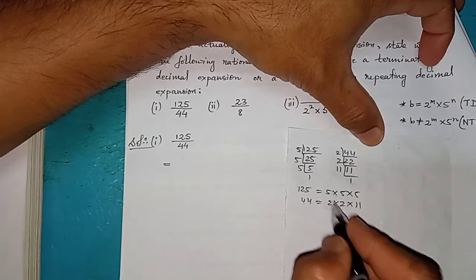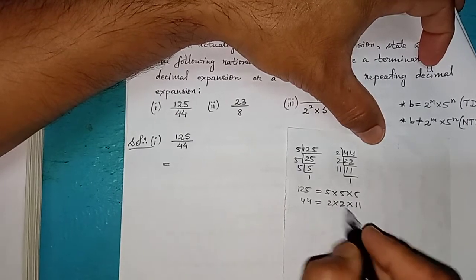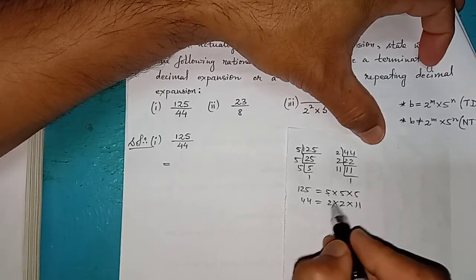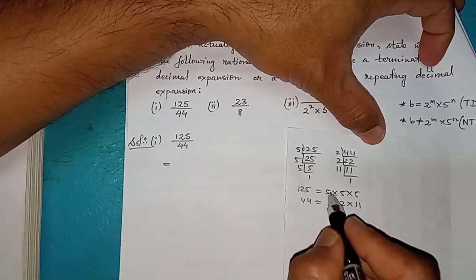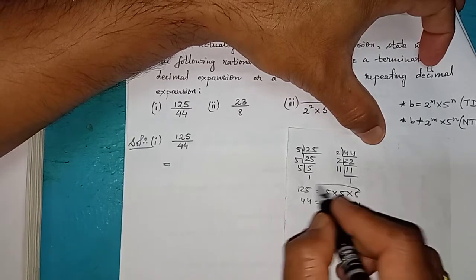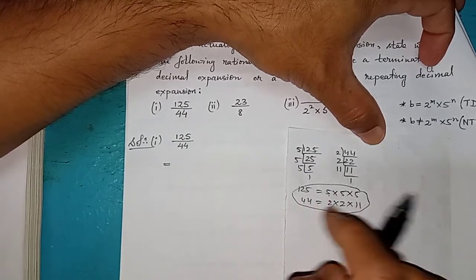Now see, is there any common prime factor? 5 is here, is there any 5 in 44? No. 2 is here, is there any 2? No. Is 11 here? No. Since there's nothing common, it means we cannot cancel these two numbers by the same table.